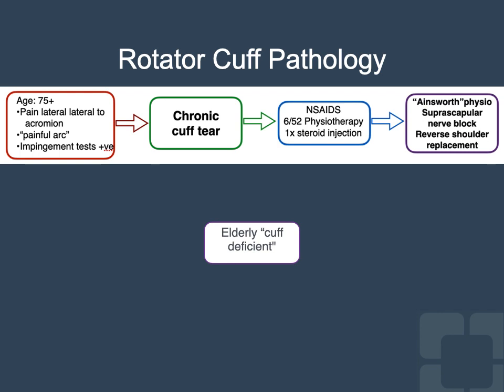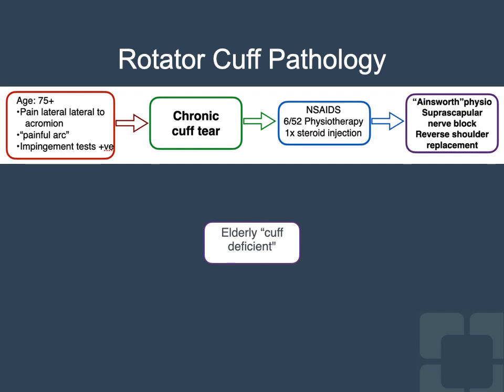Finally, there are the older patients with rotator cuff pathology. They have the same symptoms, the same painful arc and positive impingement tests, but they quite often will have either a chronic rotator cuff tear or an acute tear on a chronic tear background. Again, the treatment in the first instance, non-steroidals, physiotherapy, try a steroid injection.